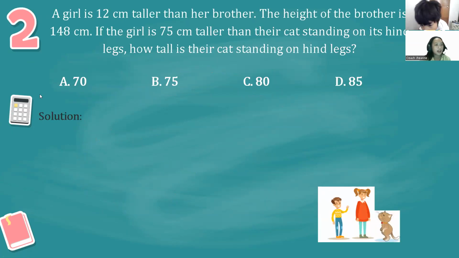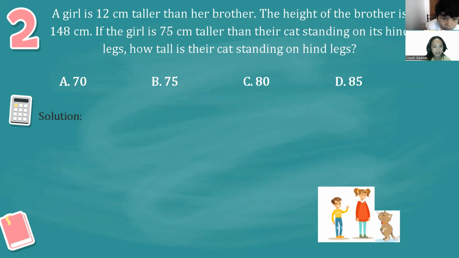Number 2. A girl is 12 centimeters taller than her brother. The height of the brother is 148 centimeters. If the girl is 75 centimeters taller than their cat standing on its hind legs, this is the cat. How tall is their cat standing on hind legs?